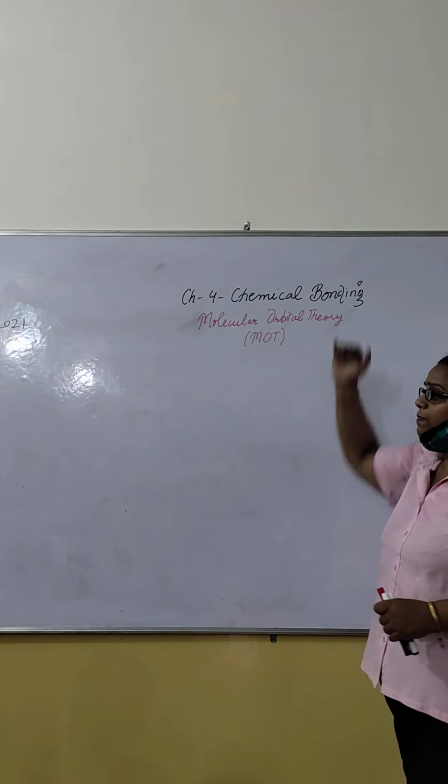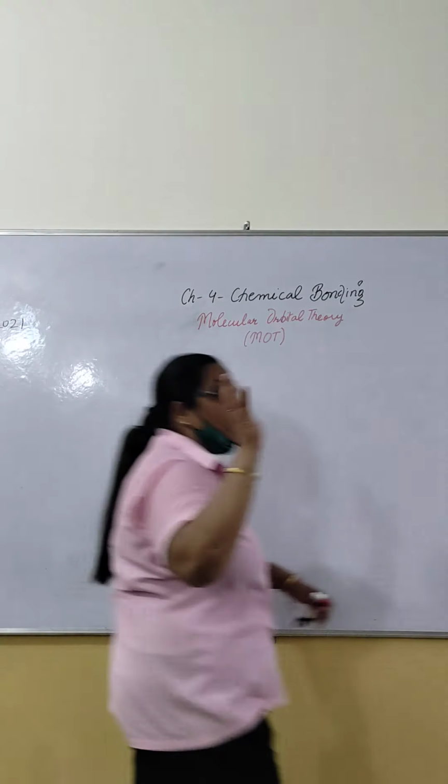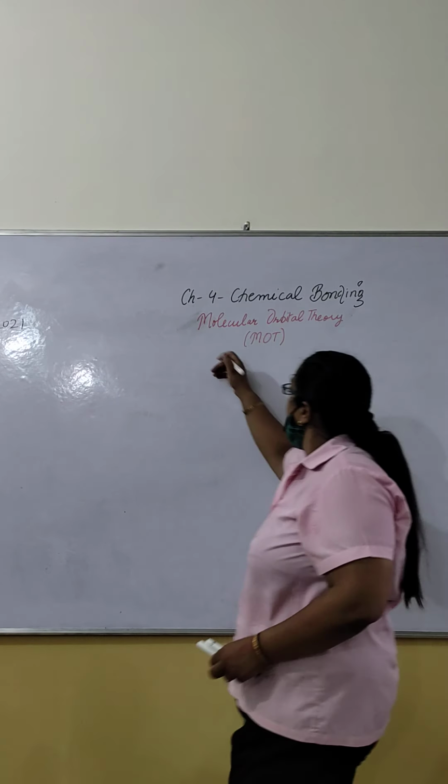Today we will learn about molecular orbital theory, that is MOT, the most important topic of chapter 4, chemical bonding. A 5-mark question will come from this topic. Okay? So first I will tell you the features of MOT. What are its features?